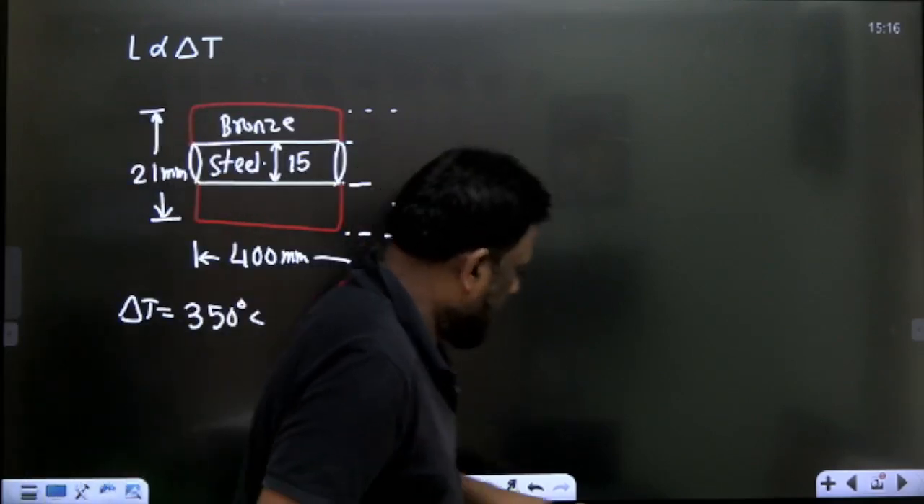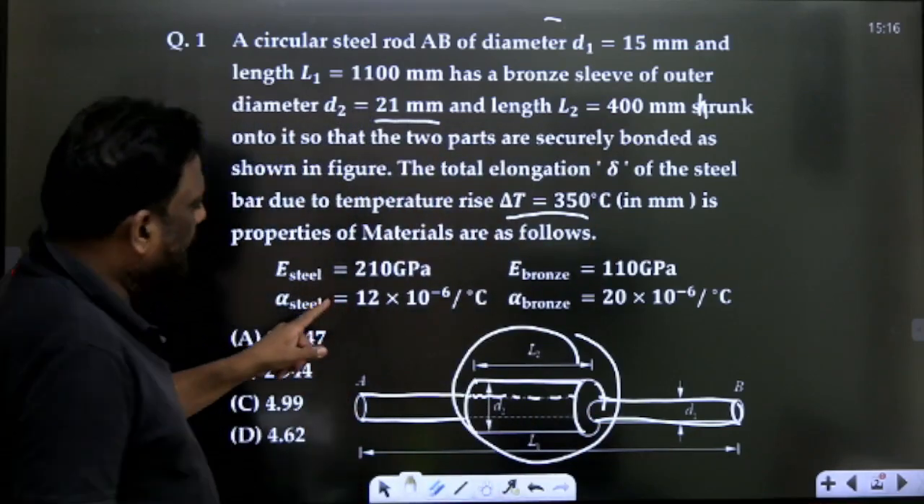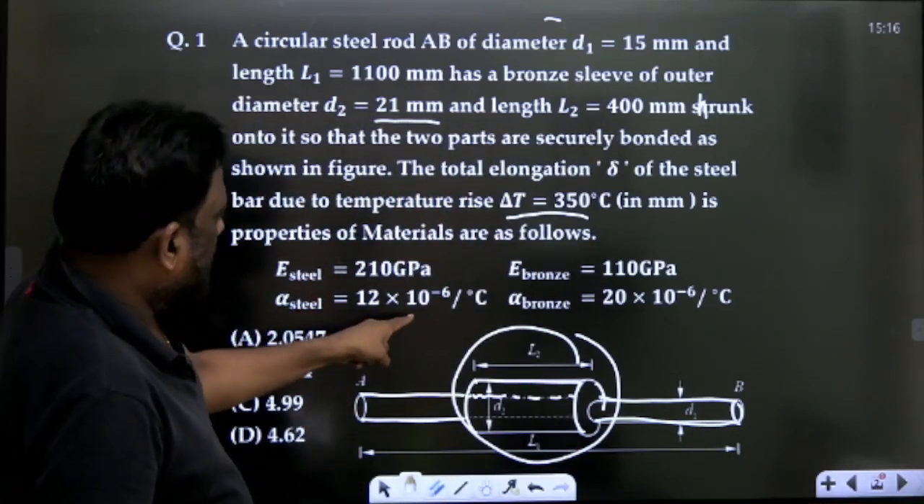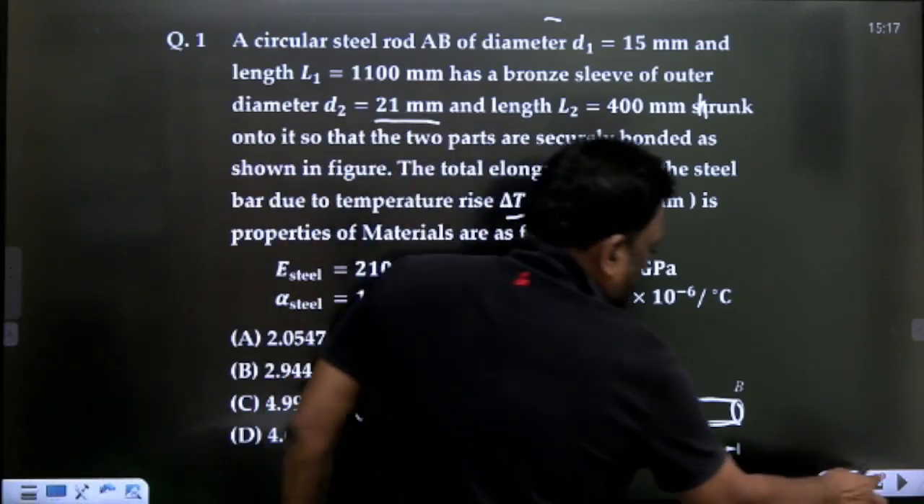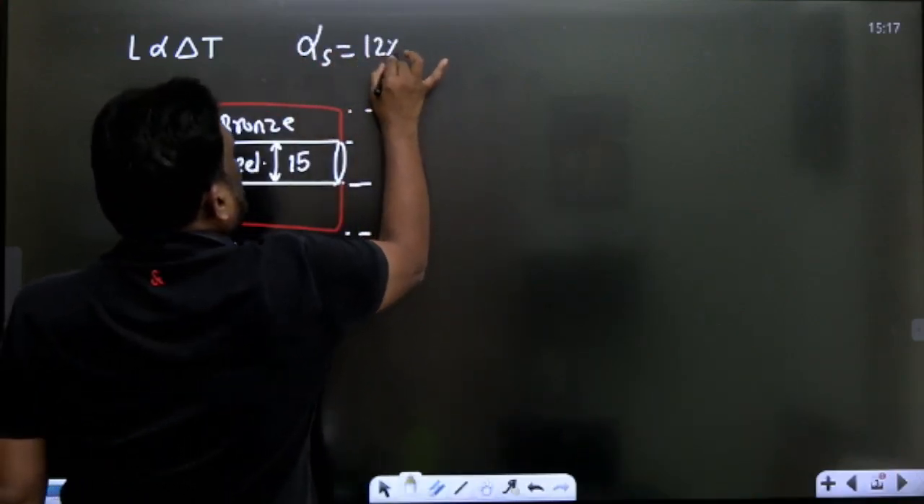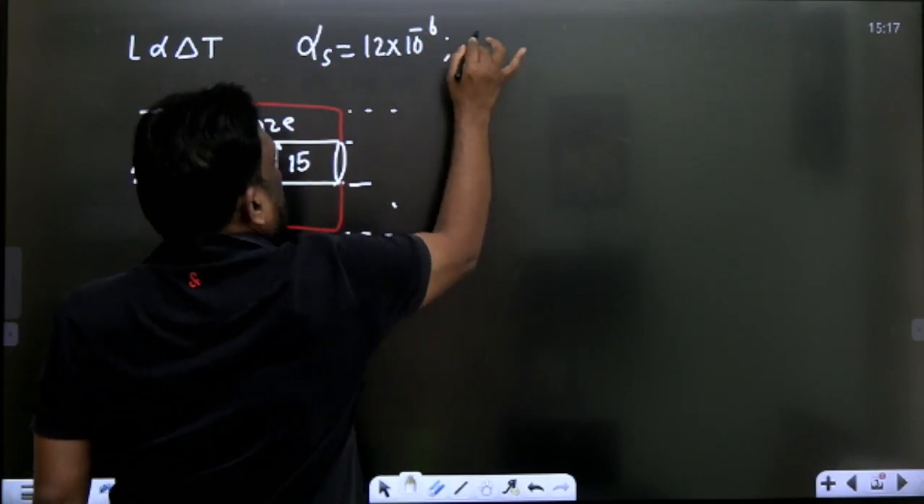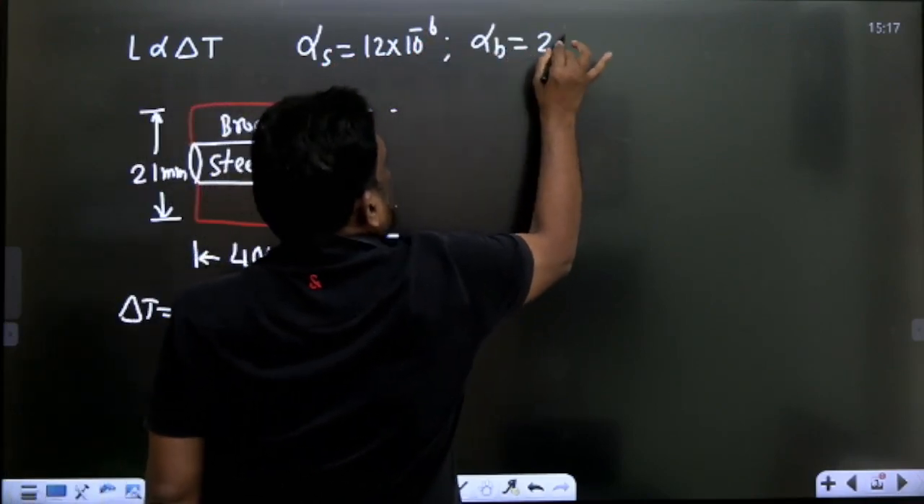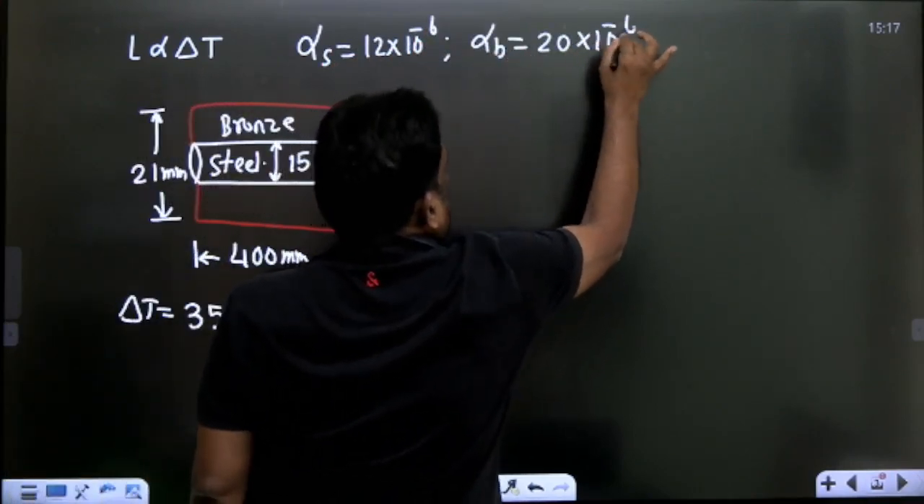Let's see properties said. And the alpha of steel is 12 into 10 power minus 6 per degree centigrade and alpha of bronze is 20 into 10 power minus 6.